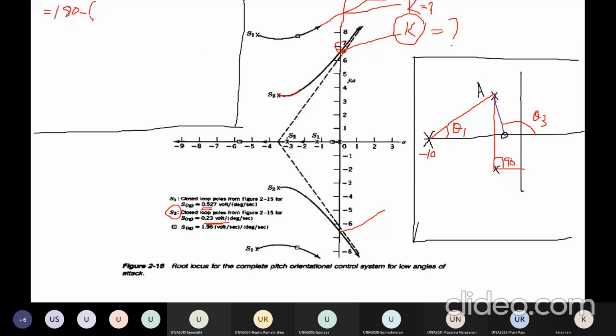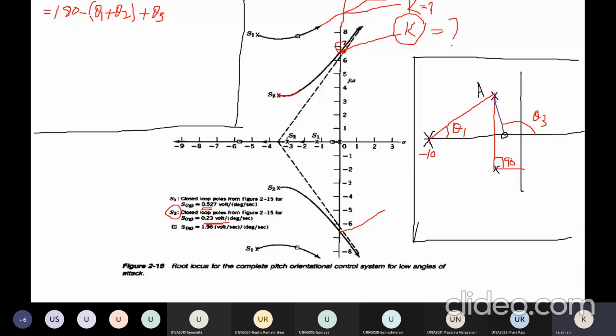180 minus (theta 1 plus theta 2), then plus the sum of angles contributed from zeros. The angle contributed by the zero is theta 3. Then we need to find theta 1; theta 2 is 90 degrees. Then we need to find out theta 1.